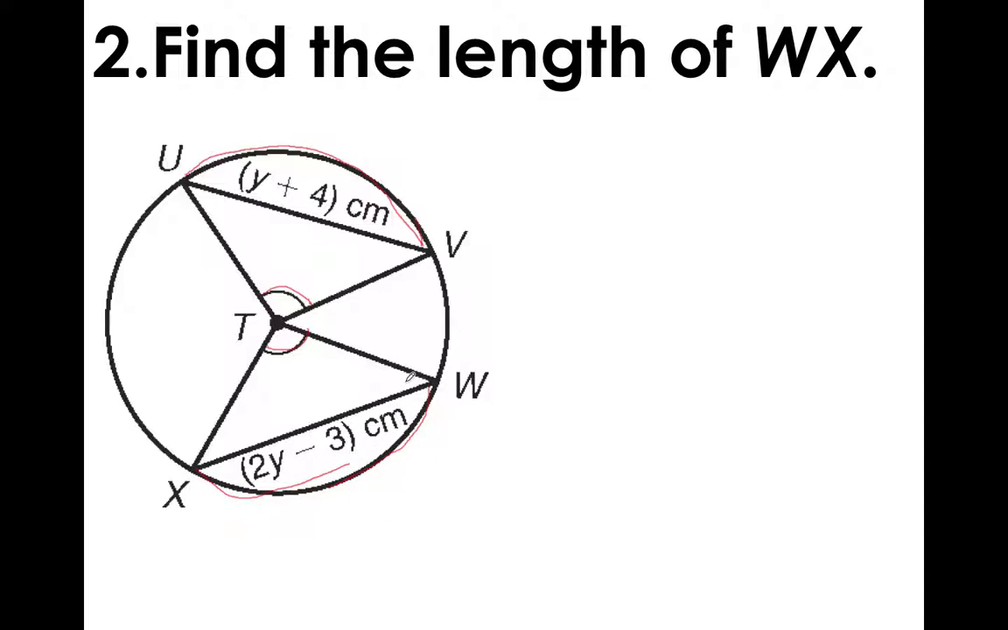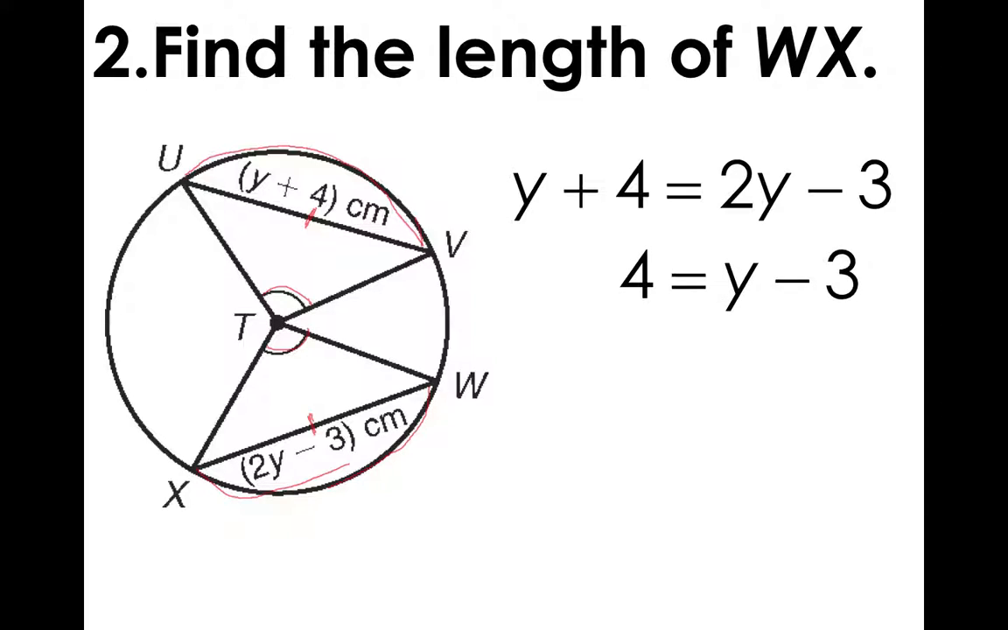And when we think back to what the rule said, if my chords are congruent, that means that my arcs are congruent. But it goes both ways. If my arcs are congruent, that means that my chords are congruent. And so since my chords are congruent, I can do y plus 4 equals 2y minus 3. Once again, I'm looking at solving a multi-step equation. I would subtract y from both sides to get this step. Then I would add 3 to both sides and I get y equals 7.